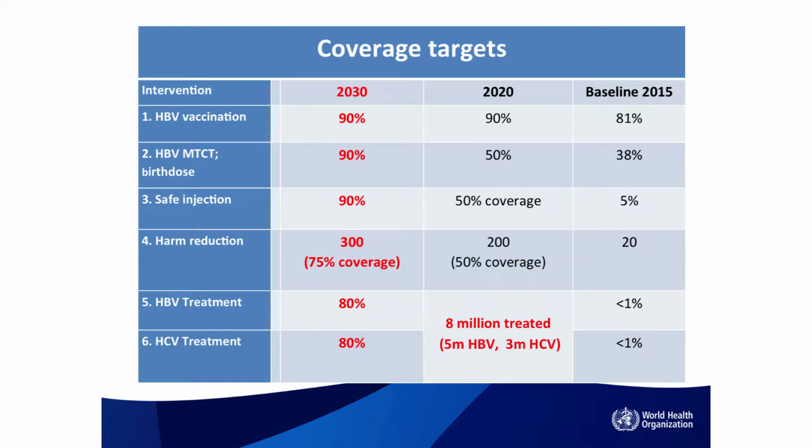And with the exception of HPV vaccination, which does not include the birth dose up here, we see relatively low baselines. There's less than 1% coverage of treatment for B and C. Obviously, very low harm reduction. We've heard it in the previous presentation. Safe injection practices are relatively low. We just introduced a global strategy, and the birth dose globally at 38%.